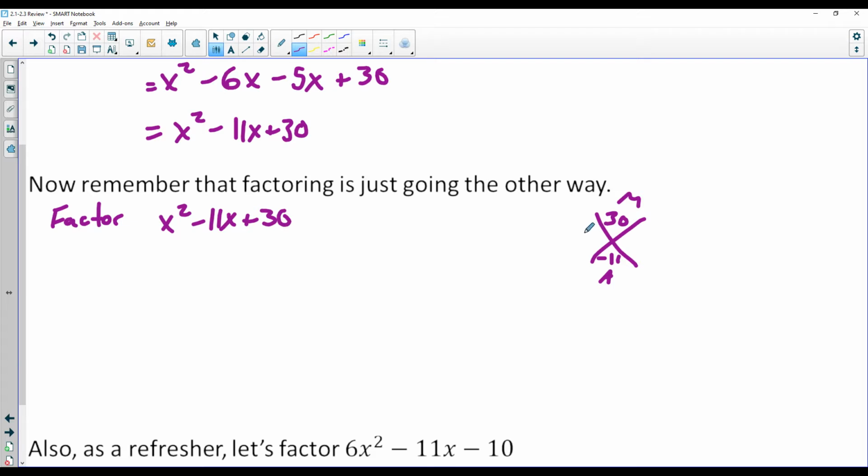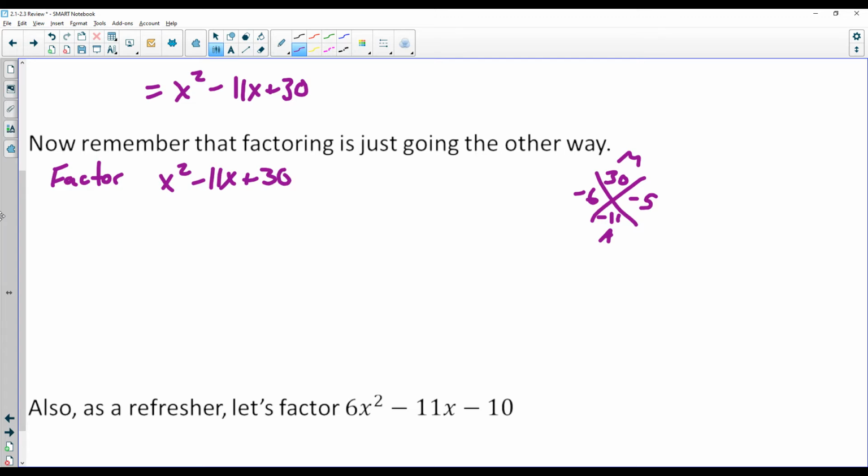And you would say the two numbers that do this are negative 6 and negative 5, because added together they're negative 11, multiplied together they're positive 30. So once you find those for these, all you do is x minus 6 and x minus 5.